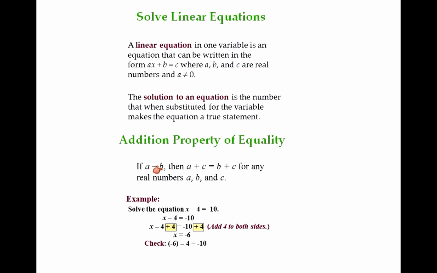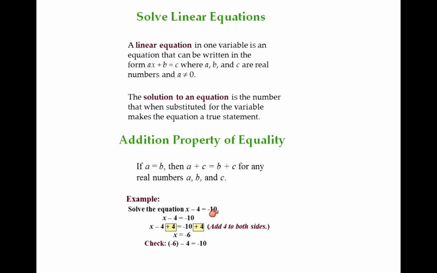Addition property of equality: if A is equal to B, then A plus C is equal to B plus C. This is a really, really important property that allows us to solve equations. It says if A is equal to B, then I can add any number to both sides of the equation. So this would be a good example here.